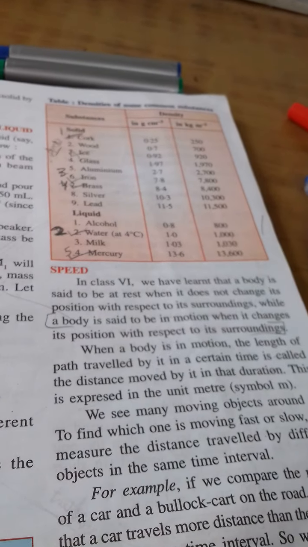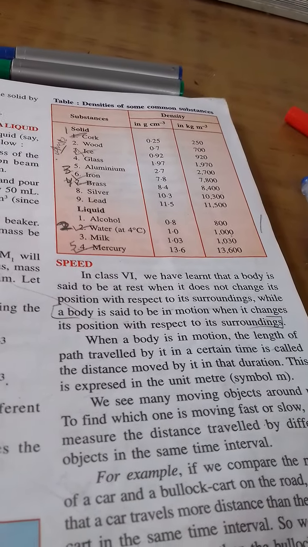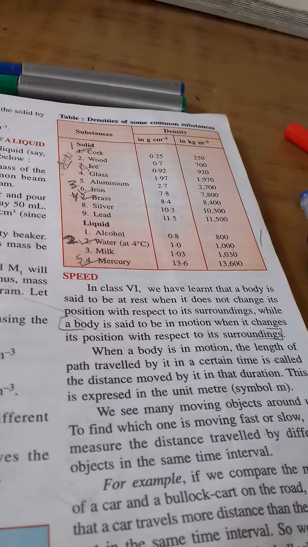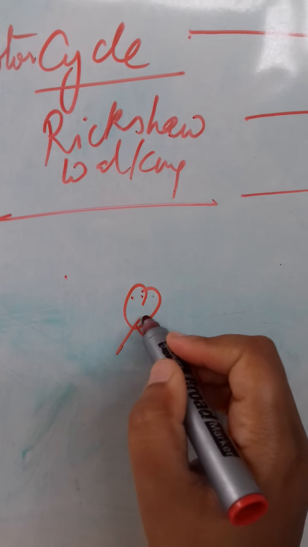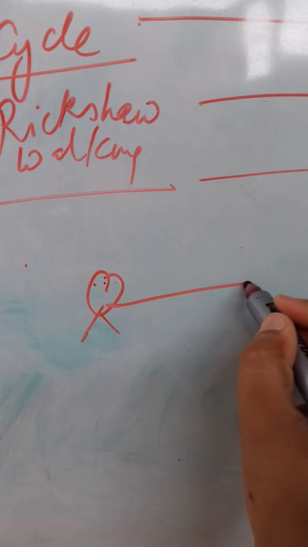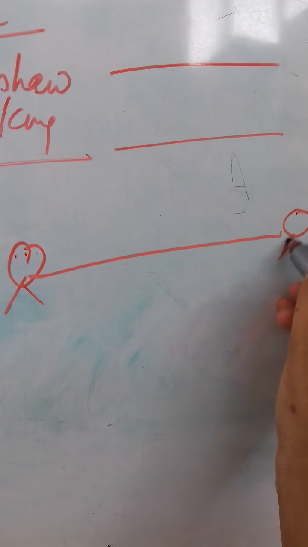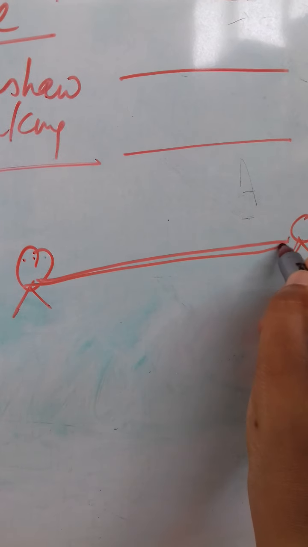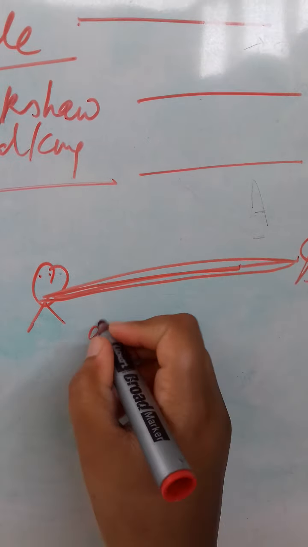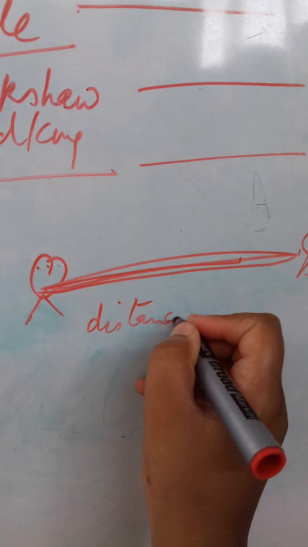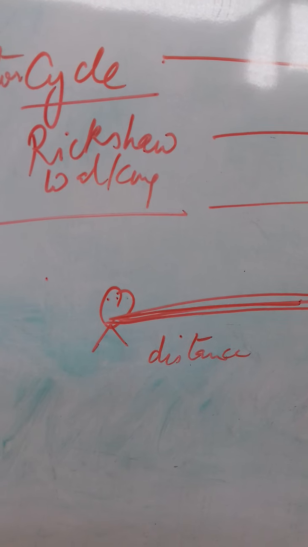Now when a body is in motion, the length of path traveled by it in a certain time is called the distance moved by it in the direction. For example, there is a boy Rahul, and he is walking and he reaches this. So he has traveled this much path. So this path is called the distance which he has covered.